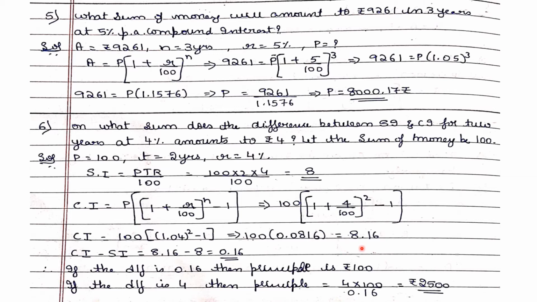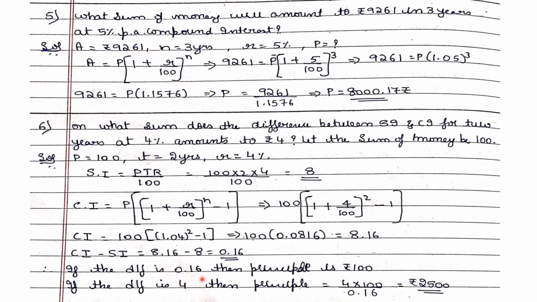So you have the value of compound interest as 8.16 and simple interest value as 8. So now subtract, compound interest minus simple interest, that is 8.16 minus 8, will become 0.16. So if the difference is 0.16, the principal value is 100. So this is the assumption value we have taken.